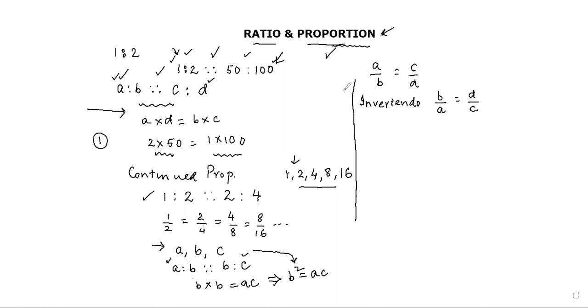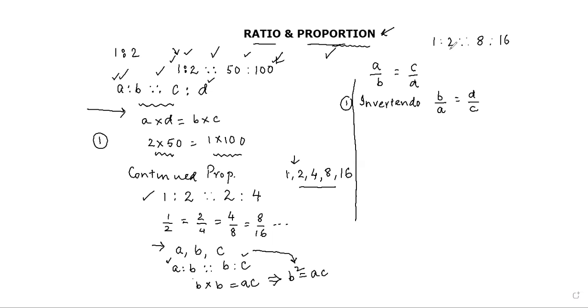Important one. So the first property is called invertendo, right? So let's keep writing here. 1 is to 2 is the same as, say, 8 is to 16. I'm not writing continued proportion, I'm just writing any proportion, and this should fit here.